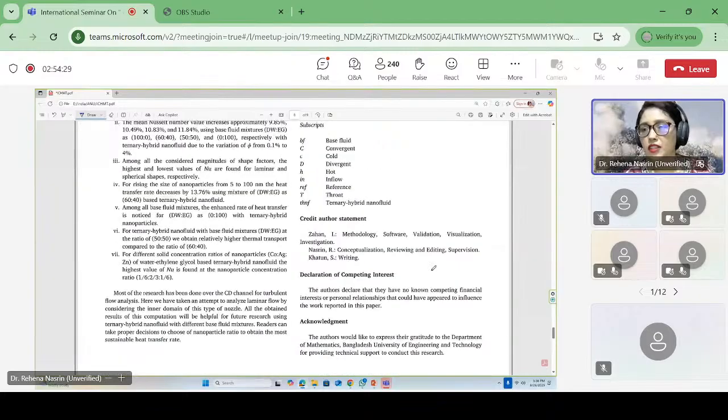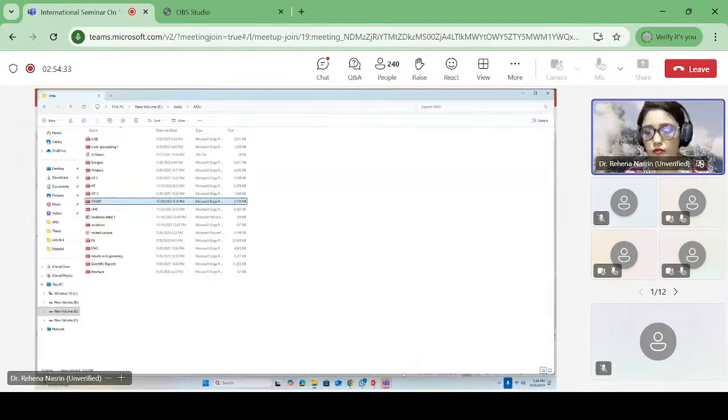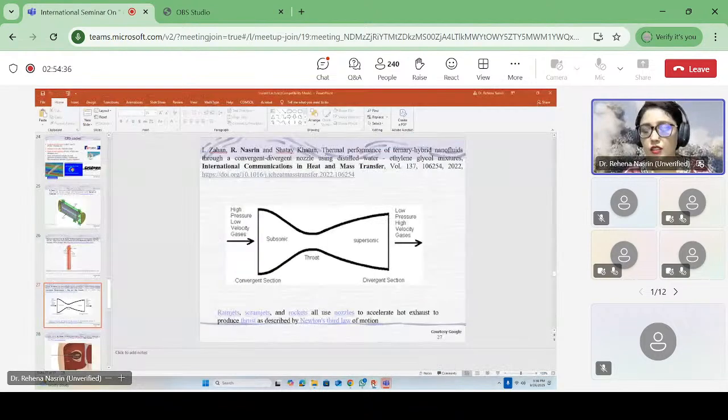This type of geometry and this type of analysis are also very important to our research, because this type of geometry arises in ramjets, rockets, nozzles, etc. So it is very important to analyze it and to conduct research based on this type of geometry.